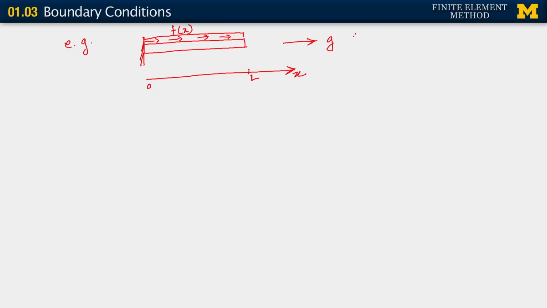So g is the acceleration due to gravity. In that situation, f of x would be the mass density of the body, which could be a function of position, right? Maybe this bar does not have a constant density with respect to position, times g. So this is a specific example of the body force.